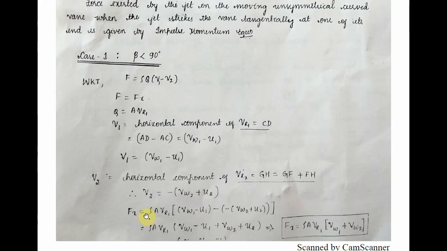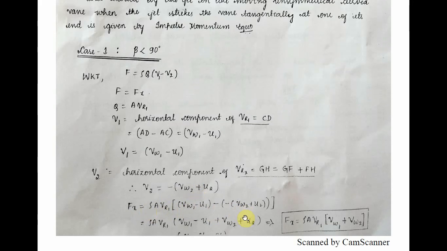Therefore force in x direction is equal to rho A into VR1 into VW1 minus U1 minus VW2 into U2, as in the diagram. Therefore rho A into VR1 is equal to VW1 minus U1 plus VW2 plus U2. For simplification, we get force in x direction equal to rho A into VR1 into VW1 plus VW2.